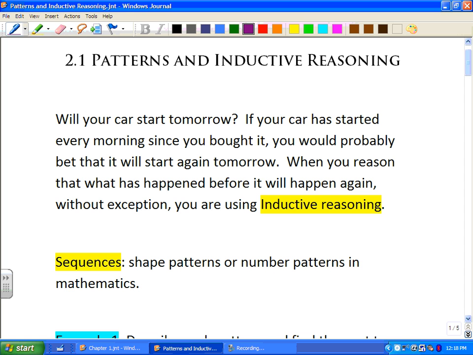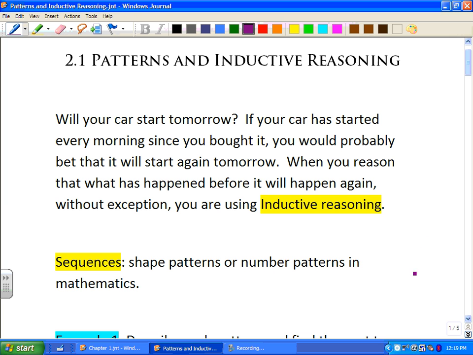Now, is that always true? No. But you've made the assumption that it will start tomorrow based on a pattern of events that's taken place in the past. That's inductive reasoning. Okay? You use that all the time. You use it every single day. And yes, it is math. Inductive reasoning is math. Even though it may not have a number involved, that's math. It's a process of thinking.